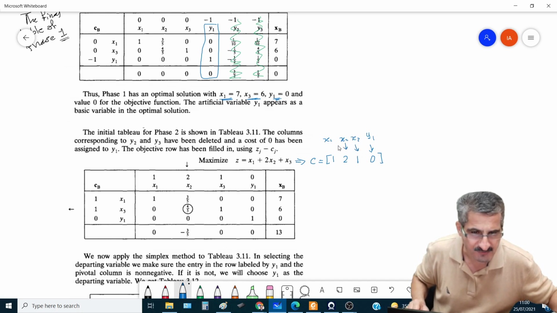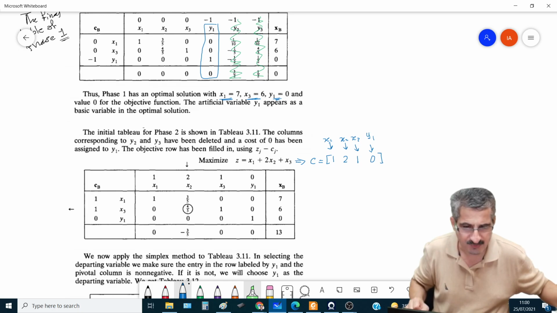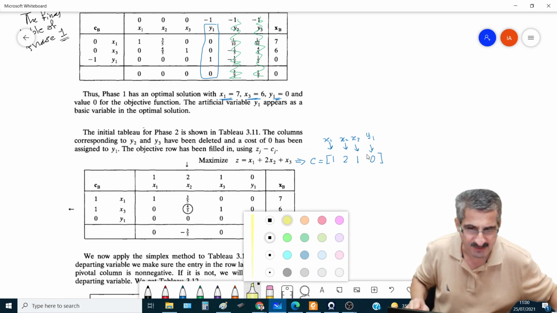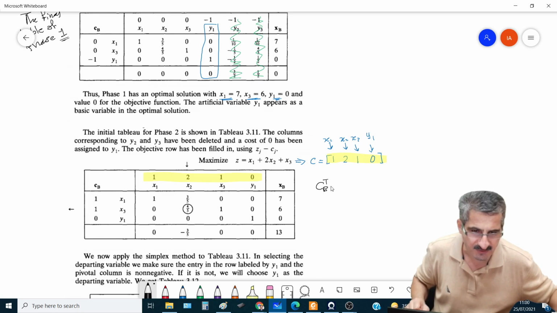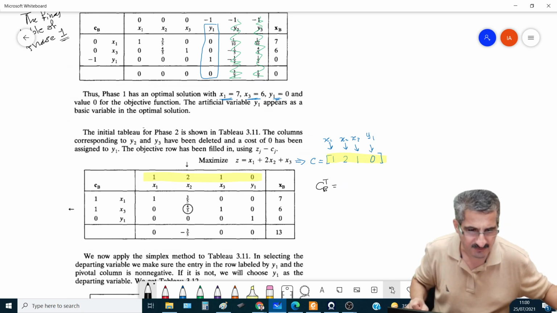And this goes this way. So good. This is the new objective row. And the objective column, sorry, the objective, this part, let me write it without transpose. I have some space in here.